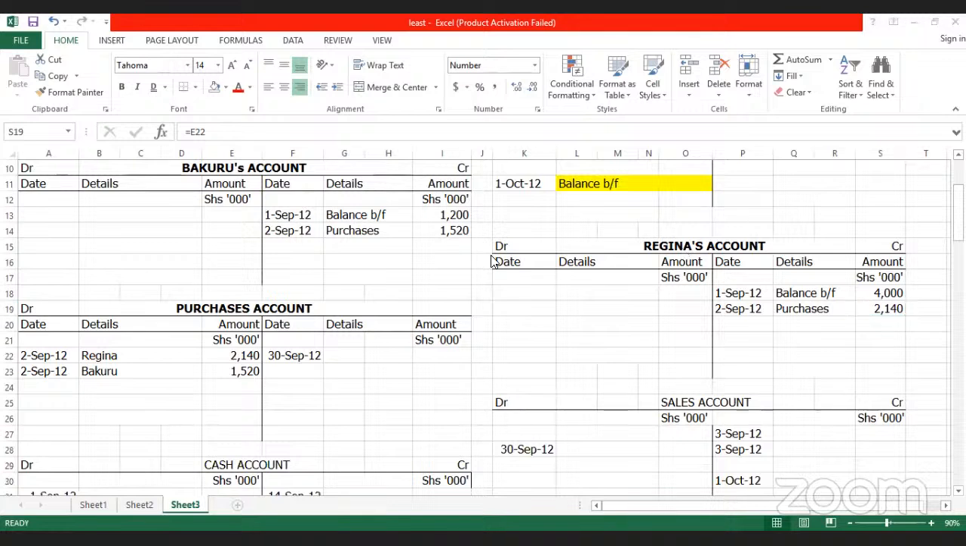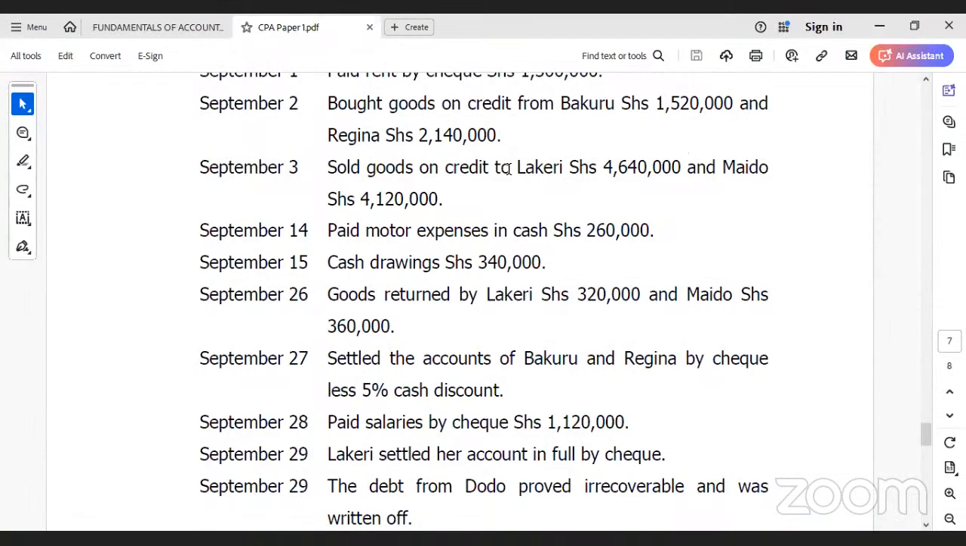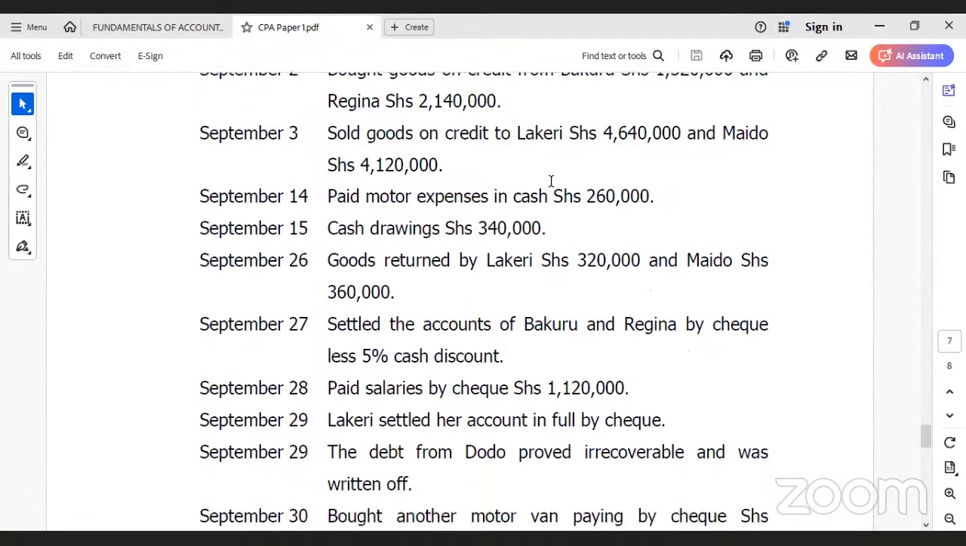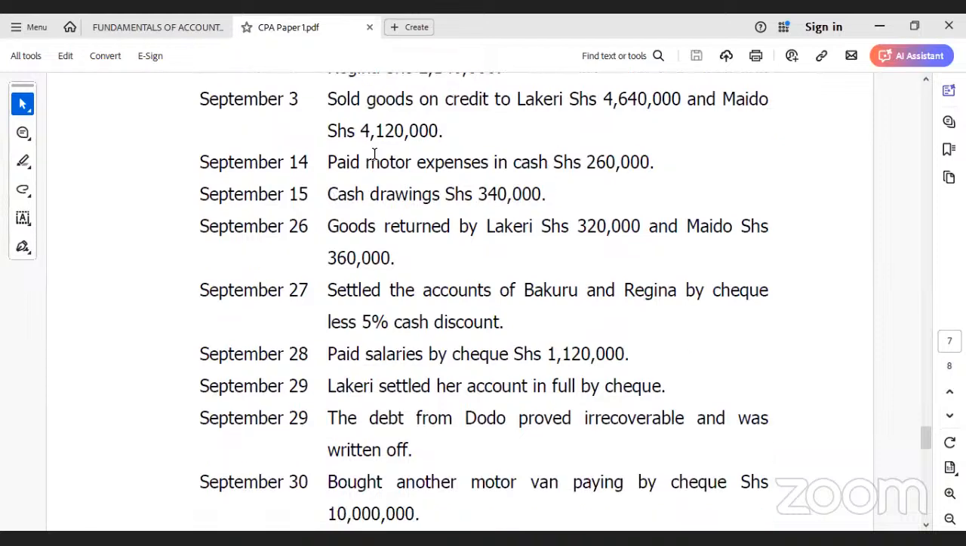Let me take you back to the question. Look at that transaction together. Sold goods on credit to Lakiri Shillings 4,640,000 and Maido Shillings 4,120,000. So which accounts are you going to come up with in this case? We're going to come up with a sales account and the trade receivables accounts.